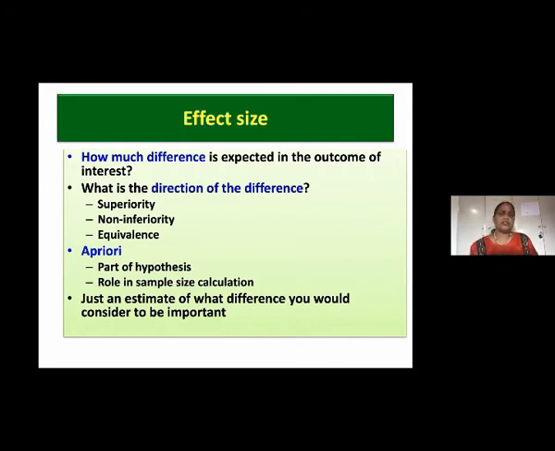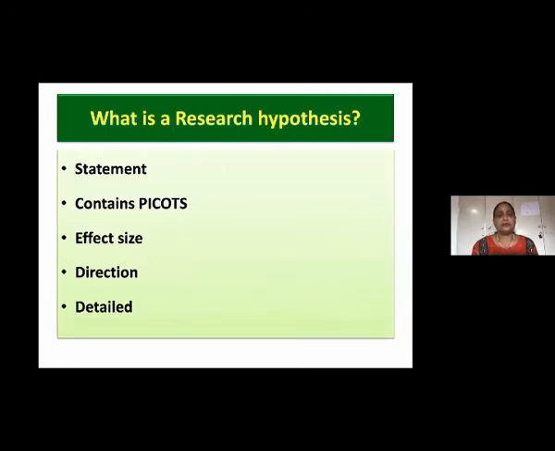It also has a role in your sample size calculation. Smaller the difference you want to pick up, you need a larger sample size. Larger the difference you want to pick up, you need a smaller sample size. So more effective the drug, you will need a smaller sample size. Less effective the drug, you will need a larger sample size. Suppose you are doing a study between Crocin and Dolo. Both of them are paracetamol, slightly different in formulation. You will need a large sample size to say that fever reduction is more in the Dolo group compared to the Crocin group. So it is an estimate of what you think is important. Now, what is a research hypothesis? It is the same thing which contains all these components.